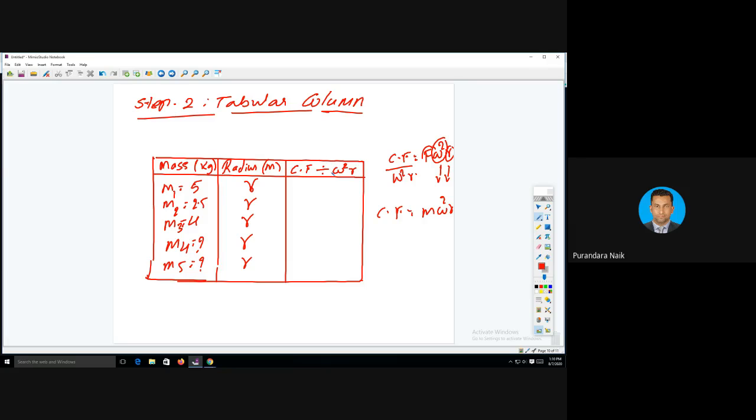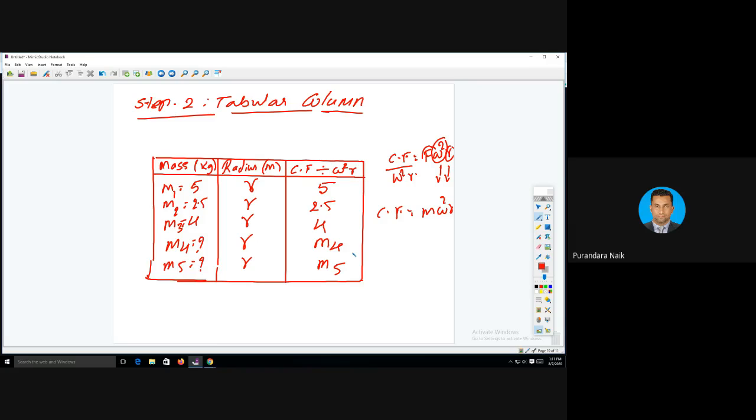So centrifugal force is equal to M1 into R into omega square, divided by omega square into R. That will be 5. Remains as it is, 2.5 omega square R divided by omega square into R. This is 4. M4 remains as it is. Last one is also M5, remains as it is. So this is the table.